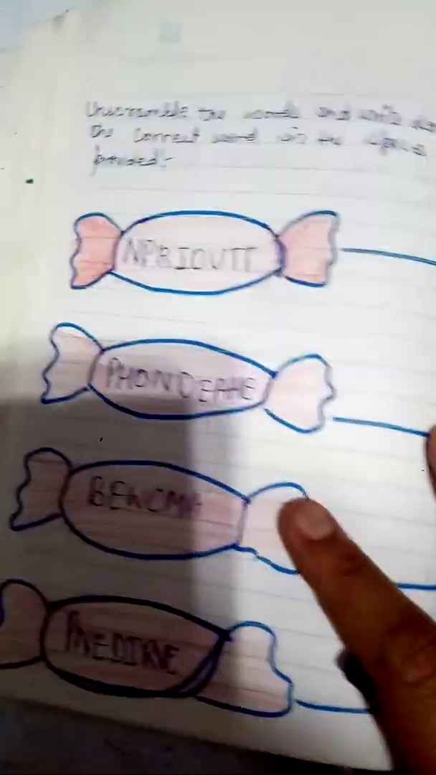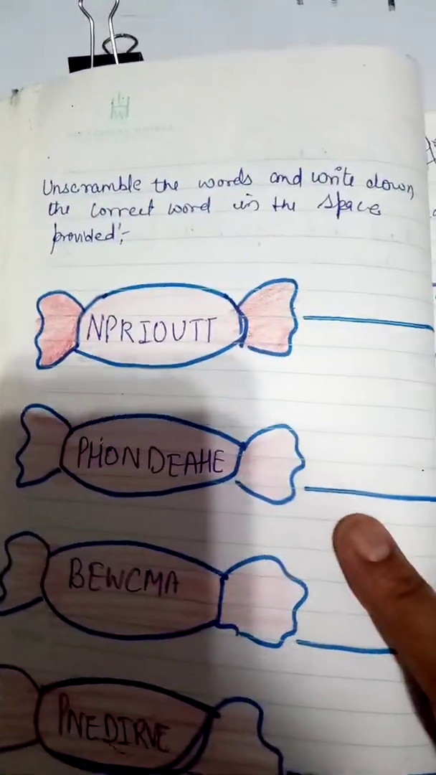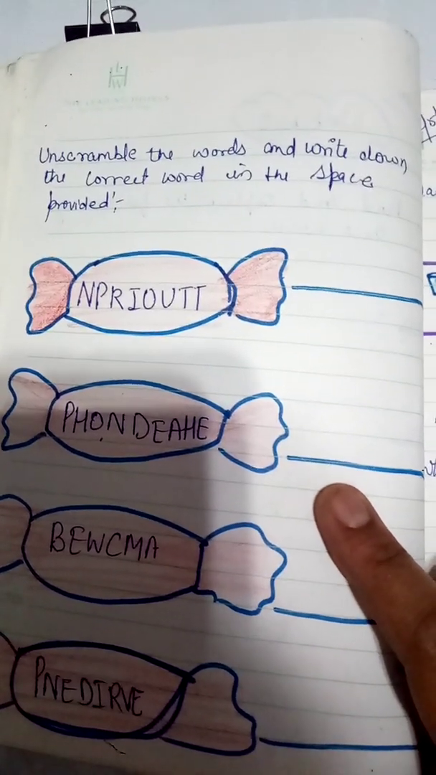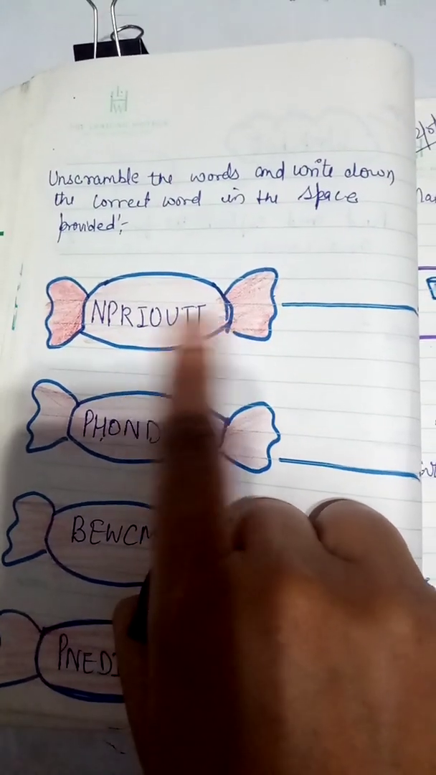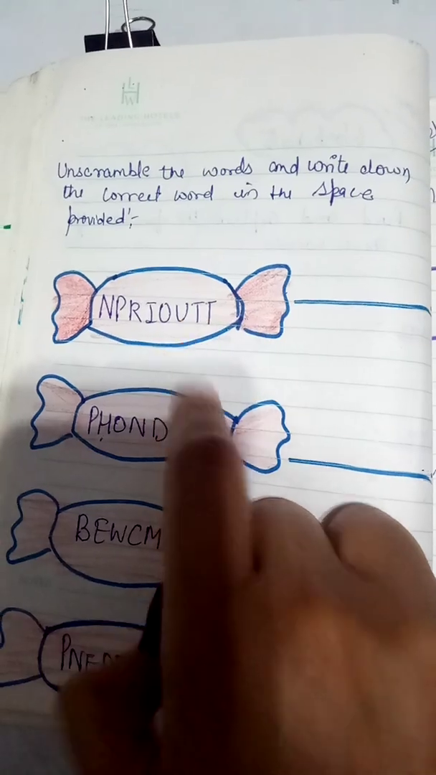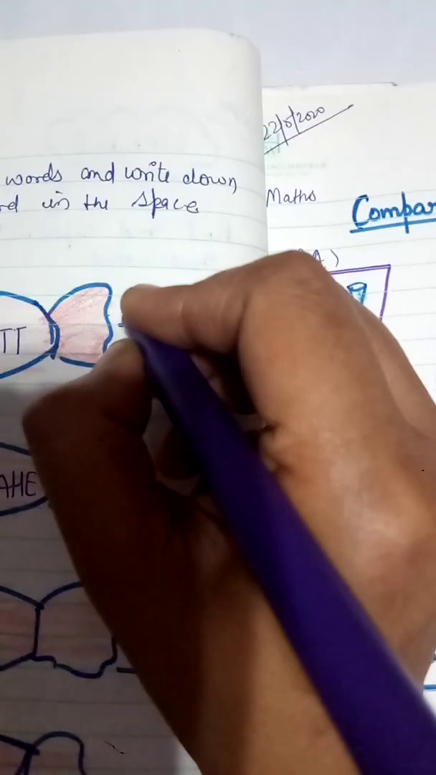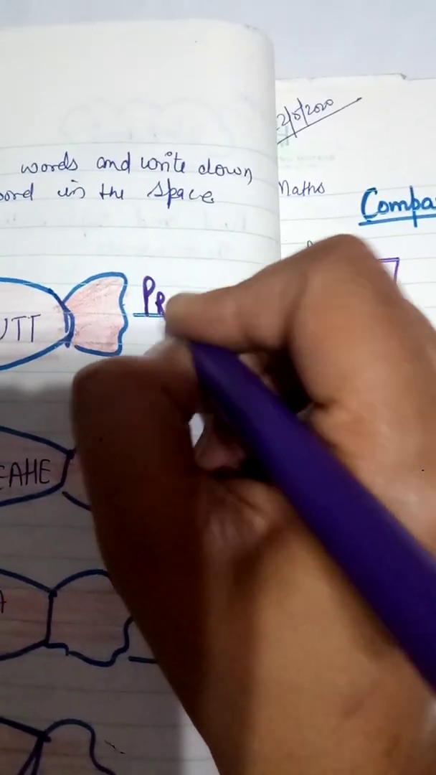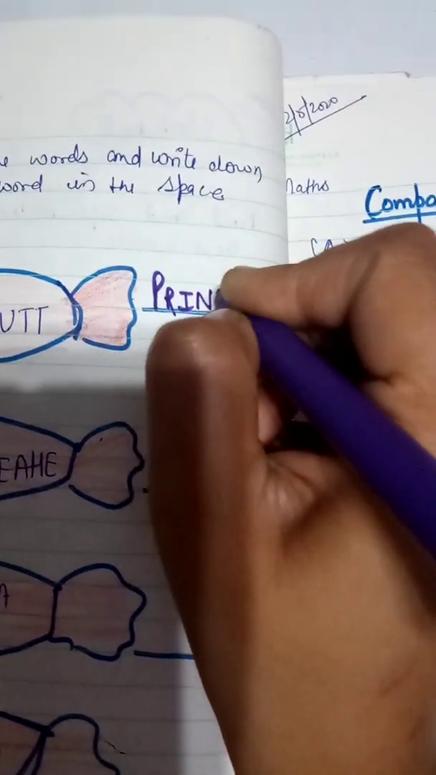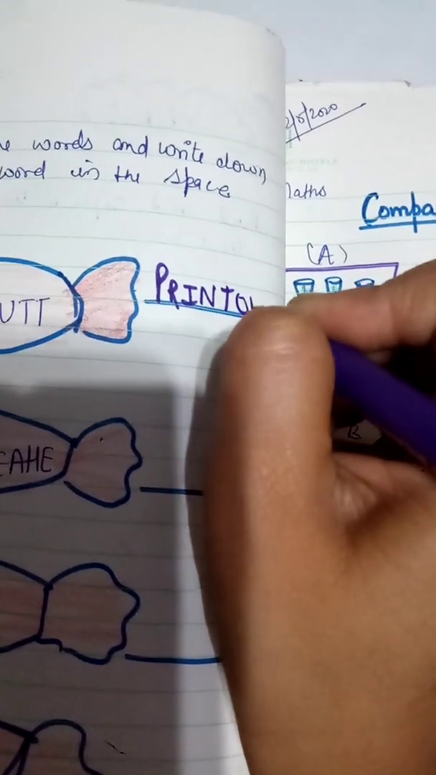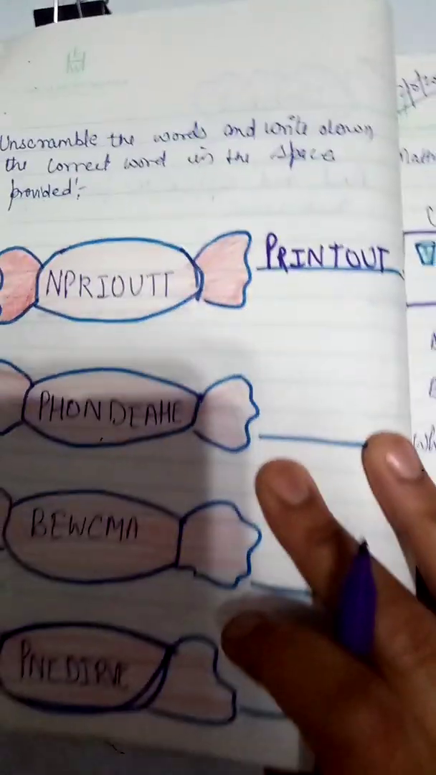So let's do one question related to the chapter. Unscramble the word and write down the correct word in the space. This is a spelling which is not in the correct order. We have to find out and write the name. It's NPRIOUTT. So what is this? It's PRINT, OUT, print out. So you have to unscramble it.